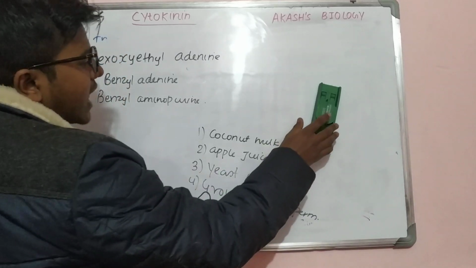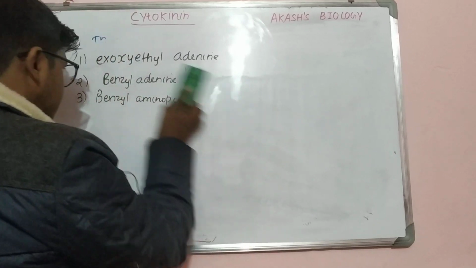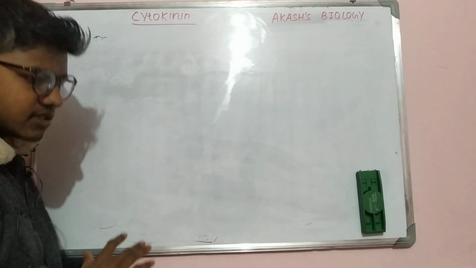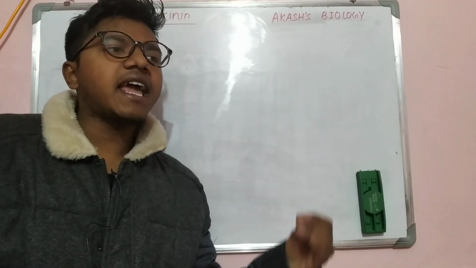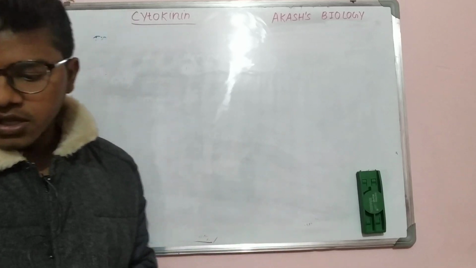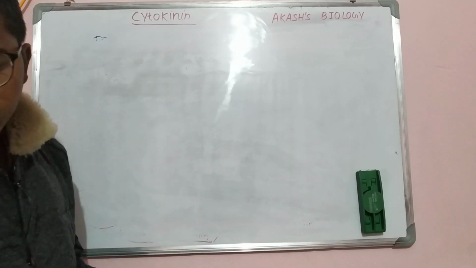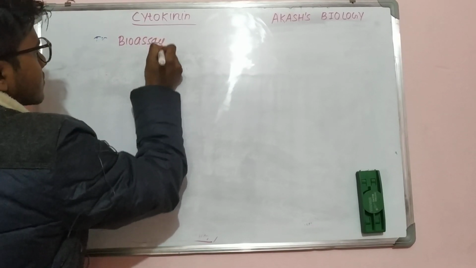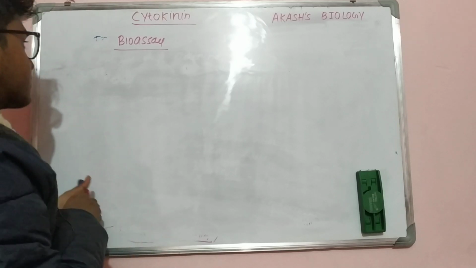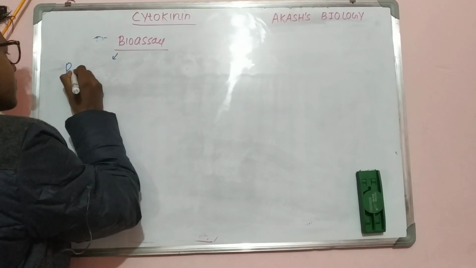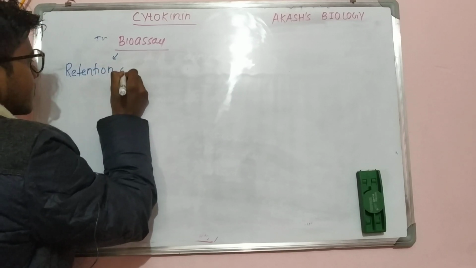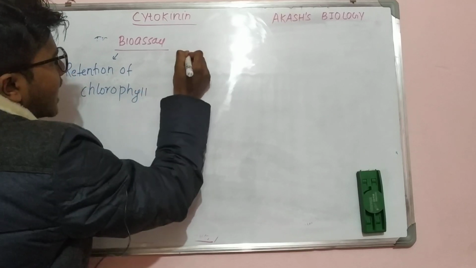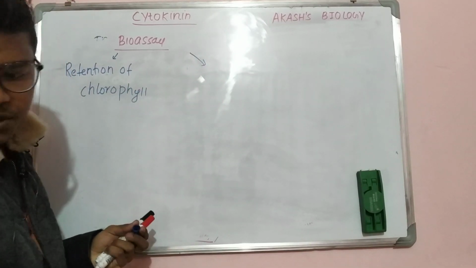Now coming on to the various bioassays. I have told you earlier what a bioassay is. Bioassay is the proof that a substance is cytokinin by applying it to a living system and assessing its functions. There are lots of bioassays. First is the retention of chlorophyll. And all these bioassays are performed by knowing the function of that very substance.